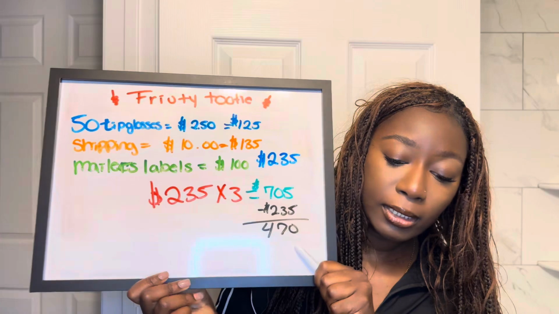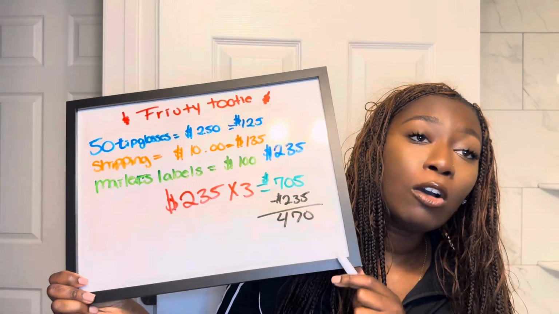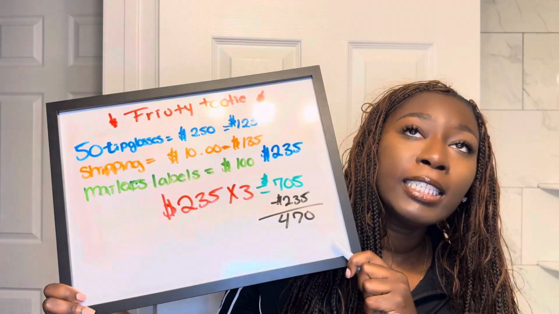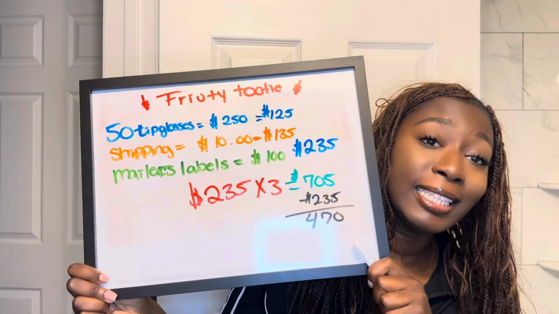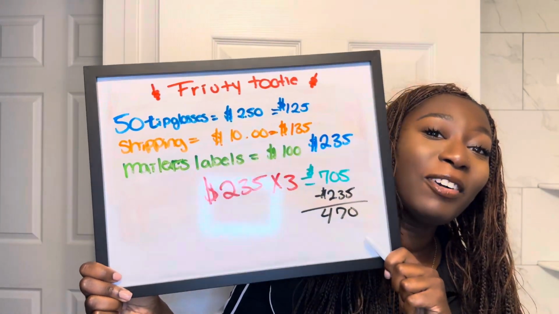470 a couple ways. The first way is you want to pay yourself 10%. I know that 10% of 470 is not a lot, but one day that 10% is going to be 10,000. But for now, you're going to pay yourself 10%. That's my rule of thumb. I always pay myself 10% of whatever I make. So you're going to pay yourself 10%.